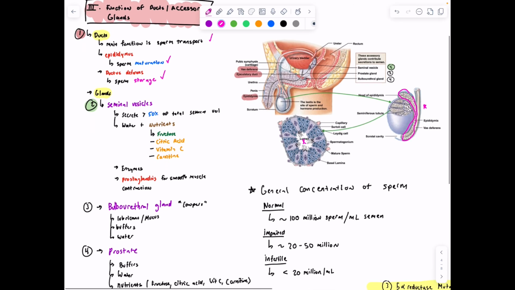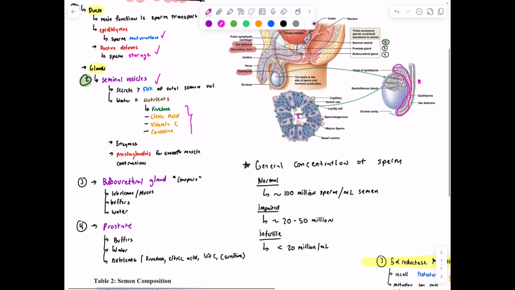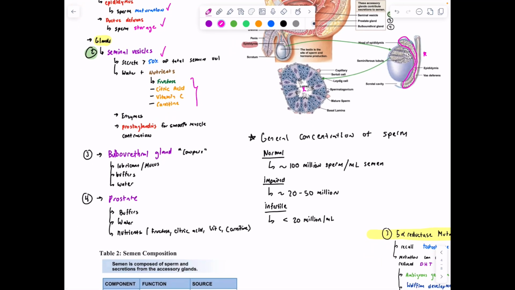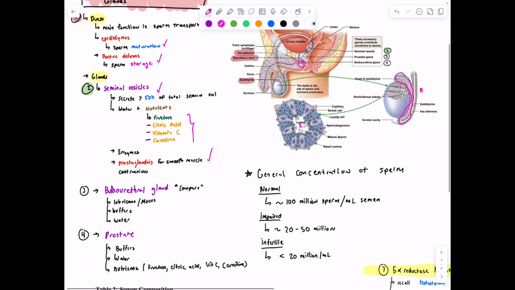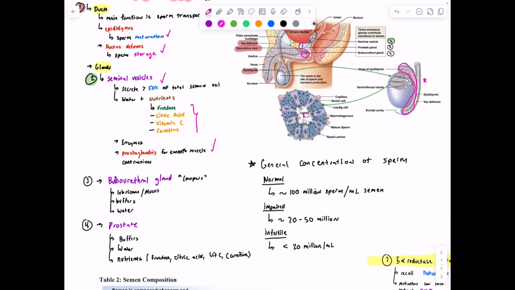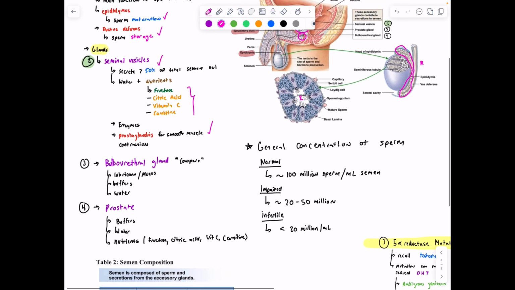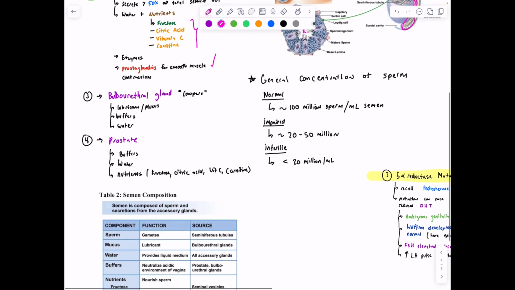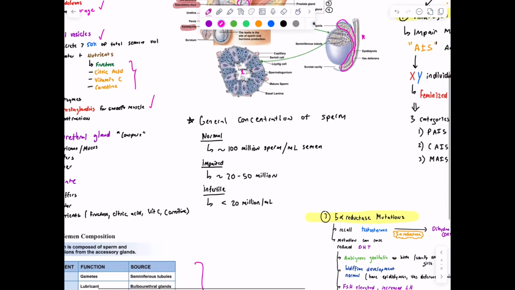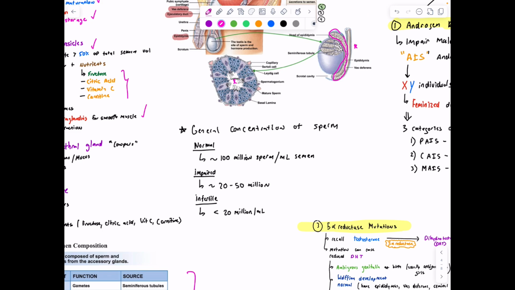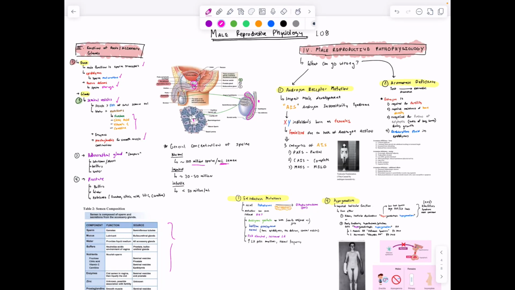Then we have the seminal vesicles, which secrete fluid and nutrients, of which fructose is a huge one. Prostaglandins for smooth muscle contraction, the Cowper's gland, which we see here, for the mucus, and the prostate, watery secretions and buffers, right? If the vagina is acidic, you might want to have an alkaline buffer in your semen, and then more nutrients. And then that's what this says here. All right, general concentration of sperm, greater than 100 million sperm per milliliter of semen. That's quite a lot. That's what you consider normal.